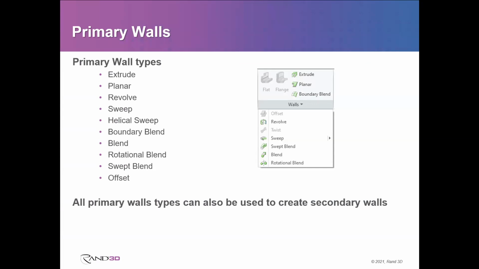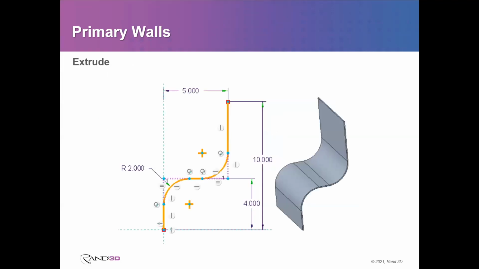And then also keep in mind, once you've got your primary wall created, these types can also be used to build secondary walls as well. But there's also going to be a few specific secondary choices we'll look at as we go along.